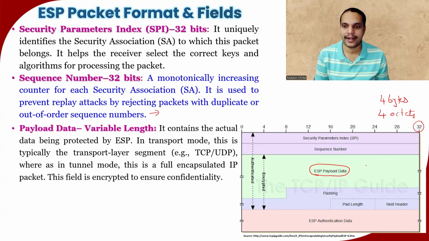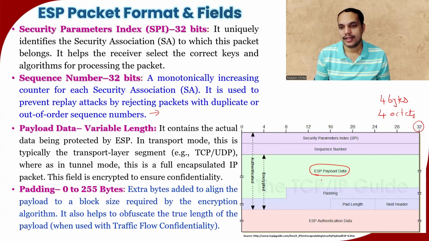This is the actual data that it is receiving from the transport layer. The next field is your padding field. This padding field can be of any size. It can be from 0 to 255 bytes. Why do we need padding?